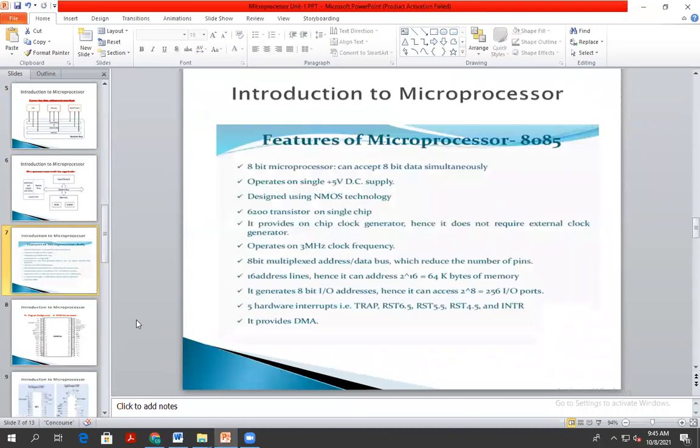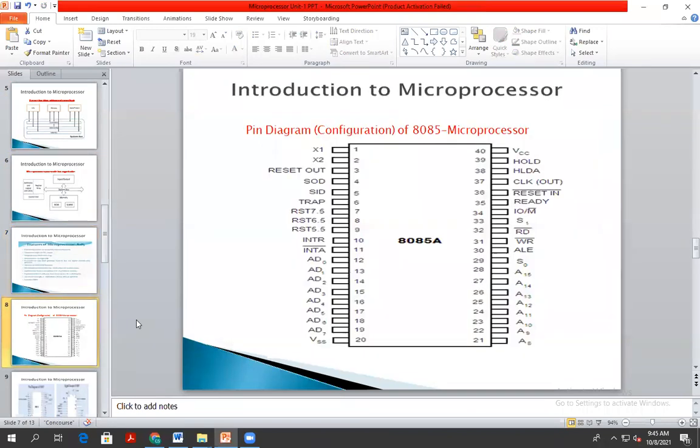Okay, these are the features. All points, please go through them. Next, today's topic is the introduction to the microprocessor. In that, we are going to study the pin diagram. Sometimes we say pin configuration of the 8085 microprocessor. As you see on the screen, here I have the 8085 microprocessor chip. This is the entire 8085 microprocessor chip.